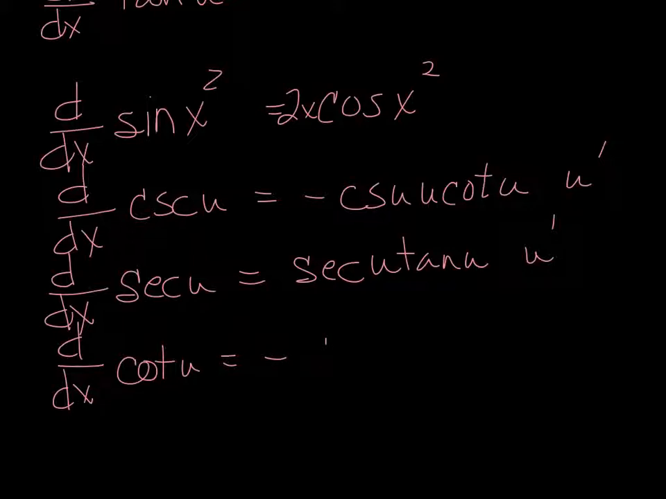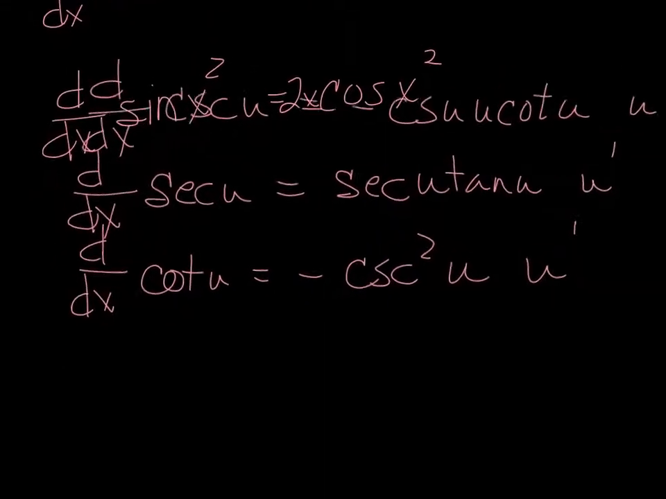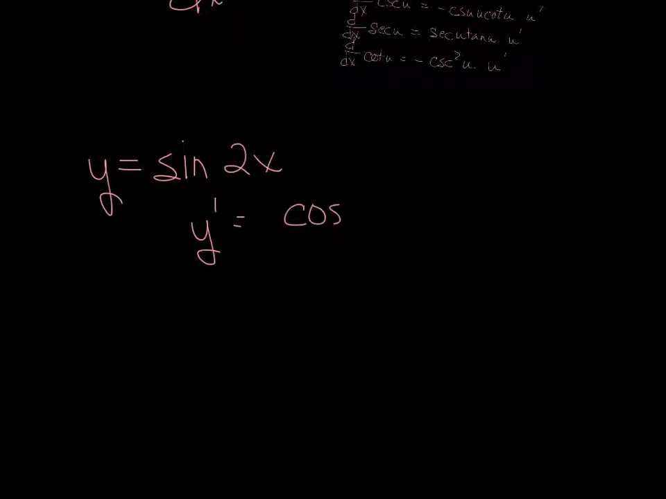Negative cosecant squared u times u prime. Okay, so let's just look at some examples. Let's say that we have y equals the sine of 2x. What's y prime? Cosine. This stays the same. Cosine of 2x. What's the derivative of 2x? 2.